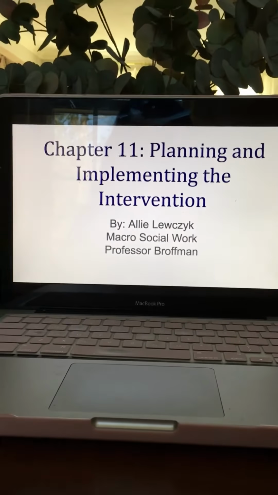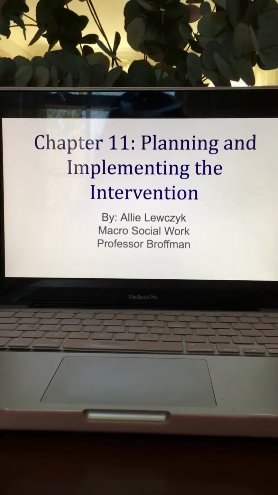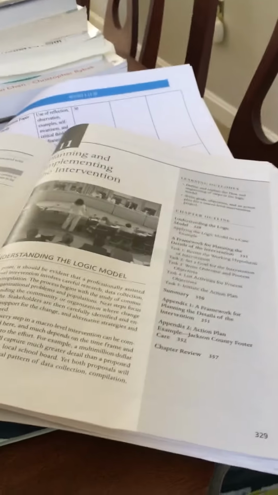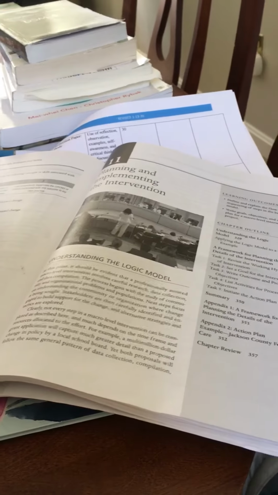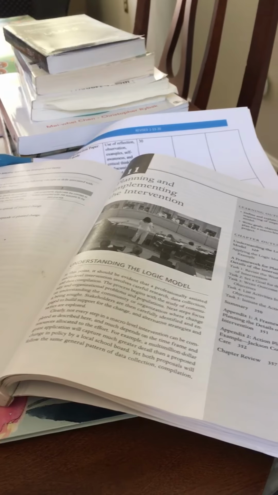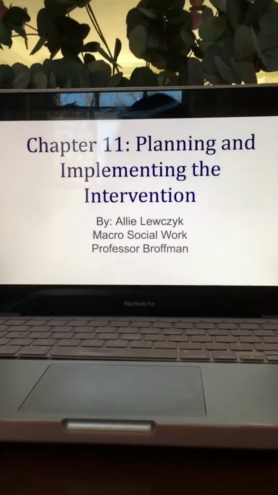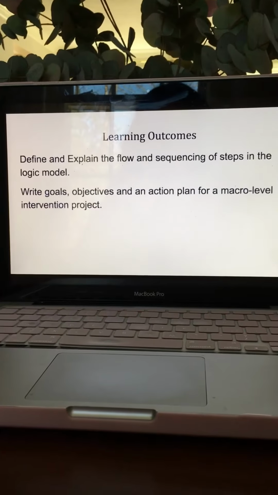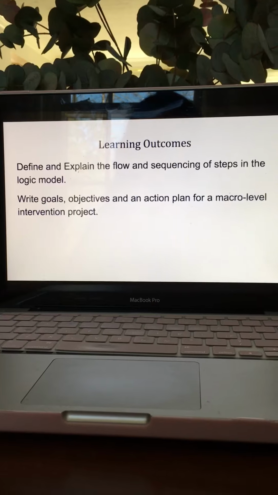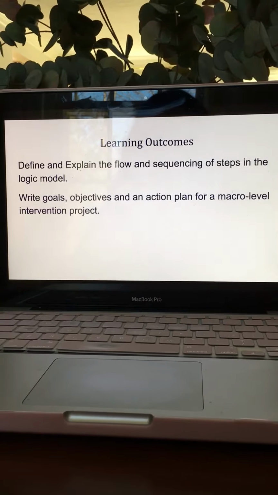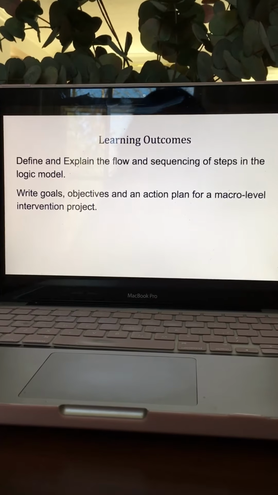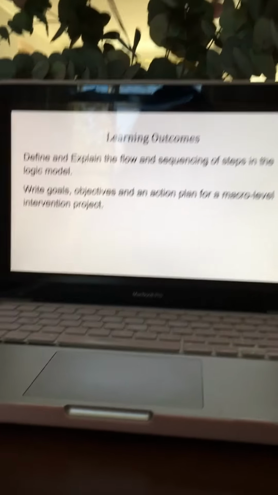So this is chapter 11, called Planning and Implementing the Intervention, and it's from our macro social work book for our macro social work class. I'm going to be talking about the learning outcomes of this chapter, which are to define and explain the flow and sequencing of steps in the logic model, and write goals, objectives, and an action plan for a macro level intervention project.